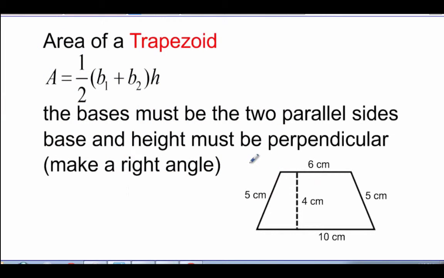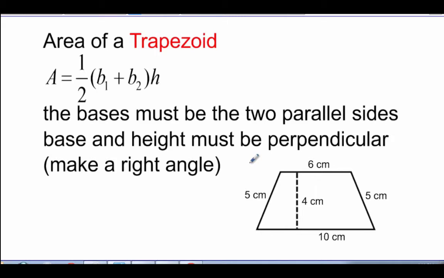When I find area of a trapezoid, I'm going to do base 1 plus base 2. I'm going to multiply that by the height, and I'm going to take half of that, either by dividing by 2 or multiplying by a half. I need to be careful that my bases have to be the two parallel sides, and the height has to again form a right angle with those two bases.